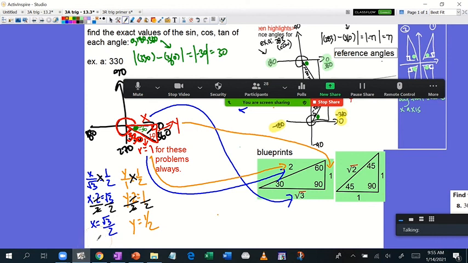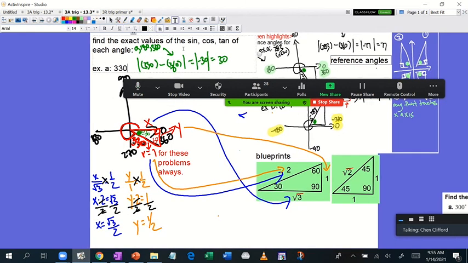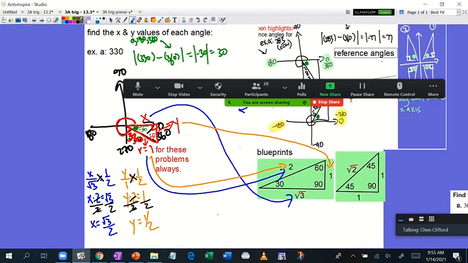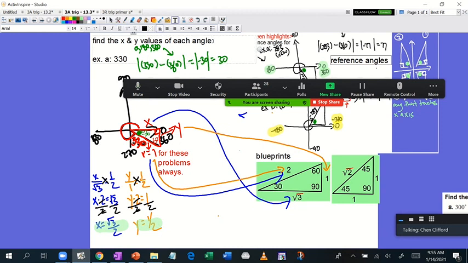I'm going to make it like this. So find the x and y values. I'm going to make this problem more simple. Find the x and y values of each angle. So we're done basically. That's it. Your answers are in green right here. And remember, r is always going to equal 1. Done.